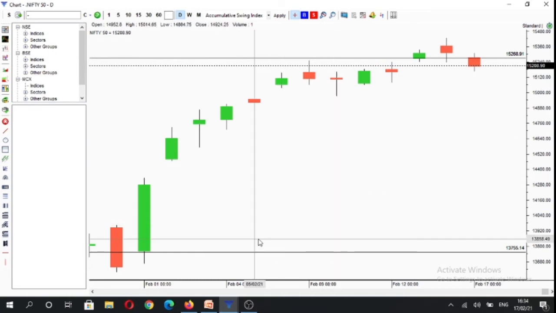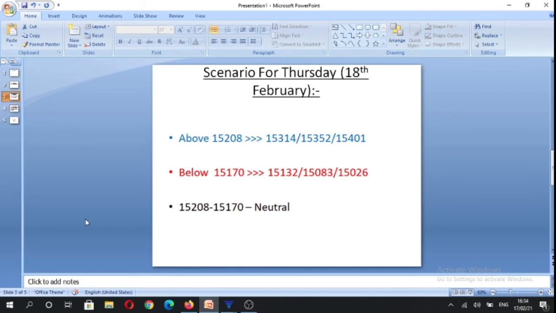And based on the daily time frame, we get the following scenario for tomorrow. Above 15,208, we can potentially trade towards 15,314 levels, 15,352 levels, and potentially 15,401 levels. And below 15,170, we can trade towards 15,132 levels, 15,083 levels, and potentially 15,026 levels. And the neutral price range for tomorrow is going to be 15,208 to 15,170, in which one can refrain from making any trades in the market.